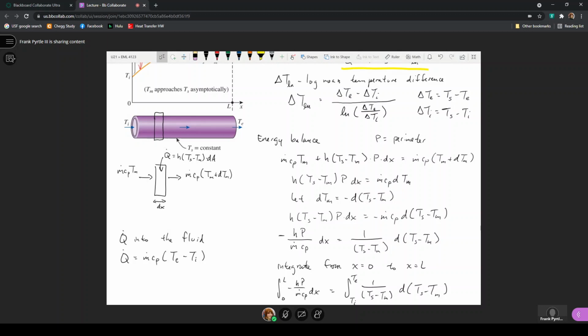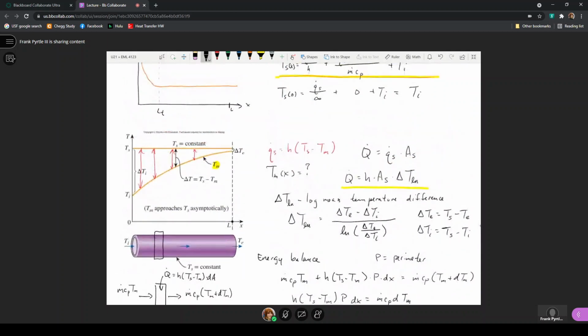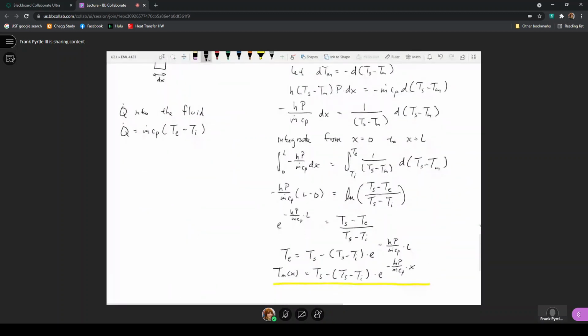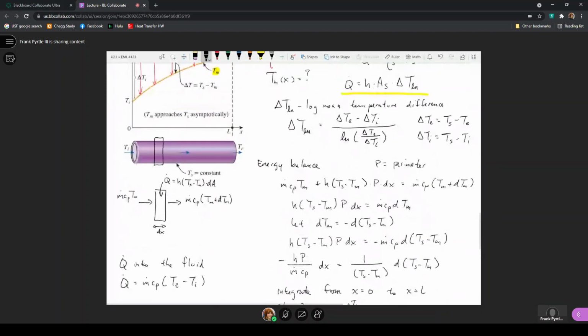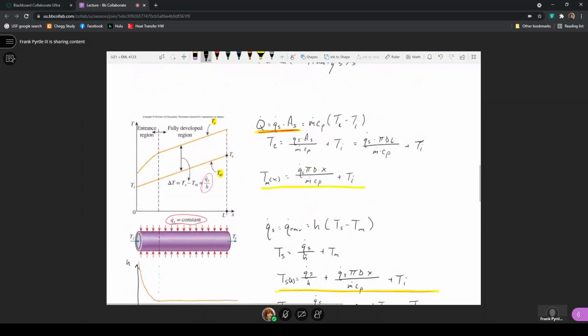But in order to make those calculations, for the calculation of a heat transfer rate, we need a heat transfer coefficient. For a calculation of the temperature of the fluid as a function of X, we need the heat transfer coefficient. That's for the constant surface temperature problem. For the surface temperature problem, we need the heat transfer coefficient.